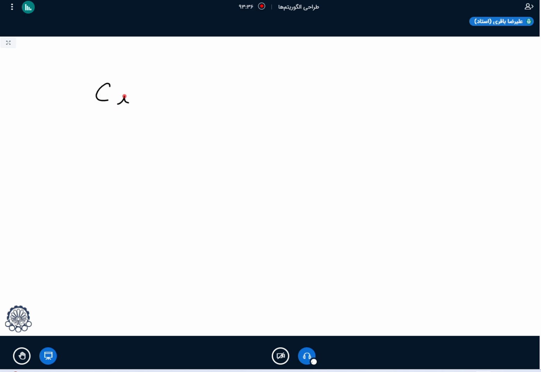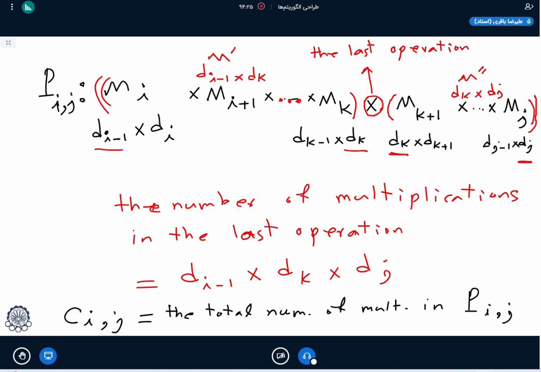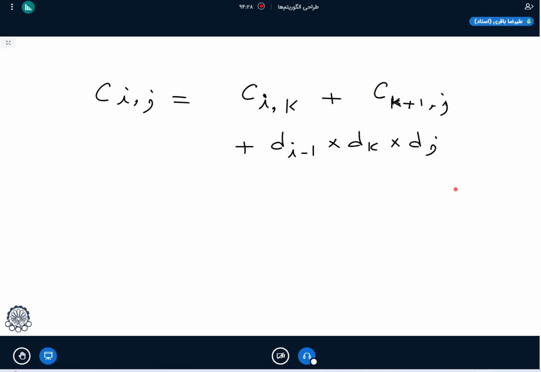So we can write this: Cij, which is the total number of multiplications, is equal to the number of multiplications that are done in the left side, which is denoted by Cik, plus the number of multiplications on the right side, which is denoted by C(k+1)j, plus the number of multiplications that are done during the last operation, which was d(i-1) multiplied by dk multiplied by dj, as I wrote in the previous slide. So we get this formula.